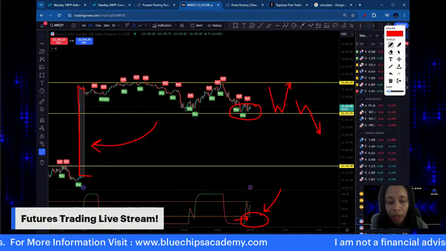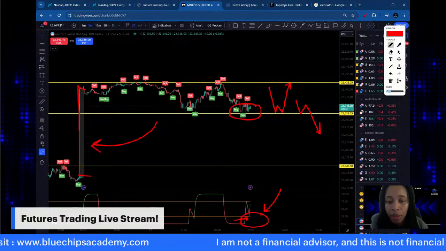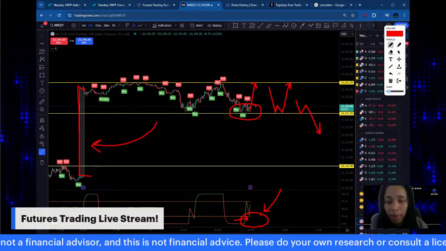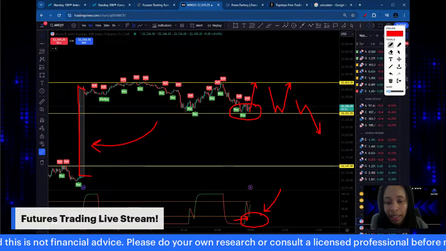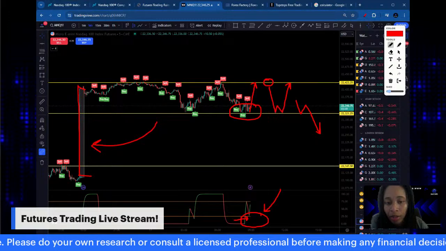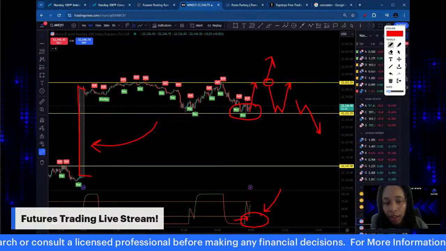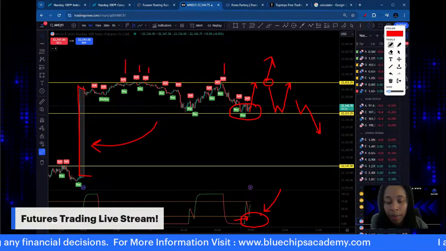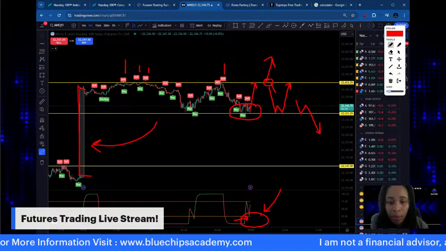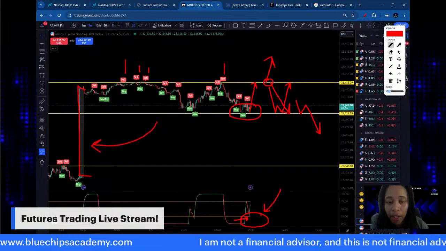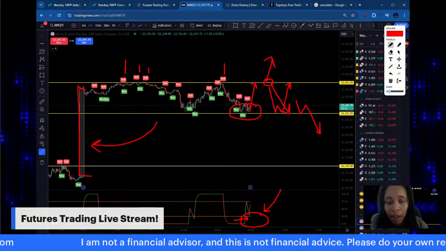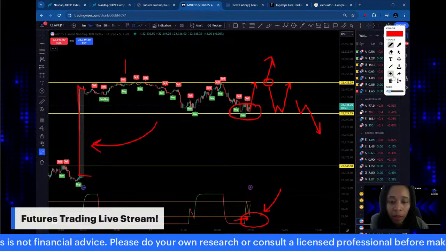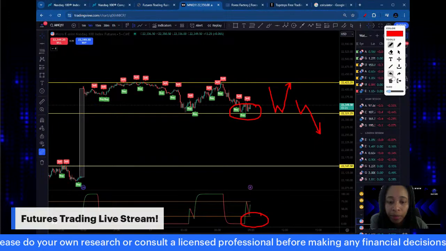So there is a chance that we could break and go down to a lower level, but there is also a chance that we could find support here and retest this area. What I mean by retest is that price comes back to this area and tests this level to see if it can push through. If the sellers are too strong here, as you can see, there are multiple sells at this level, then the price will revert back down. If the buyers are strong enough, if they have enough buying power, price will break through and create a higher level.